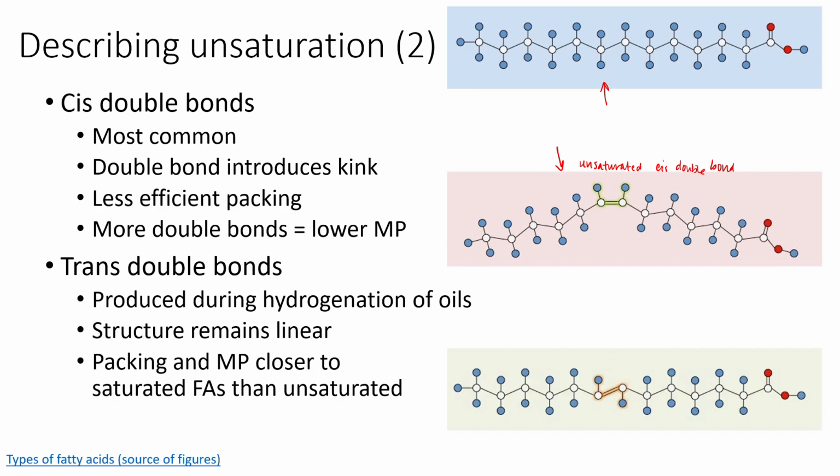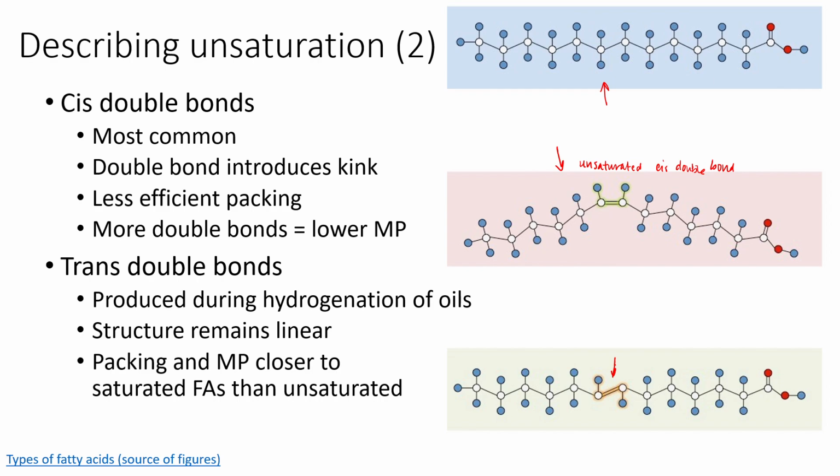And so this is in contrast to trans double bonds, which we see pictured down here with our green background. Trans double bonds, we don't often see them in nature, although we will see one example of them in our slides during this lecture. We most frequently see them as a byproduct of manufacturing when oils are being hydrogenated to make solids, to make solid lipids. And so in a trans fatty acid, the structure remains linear, right?